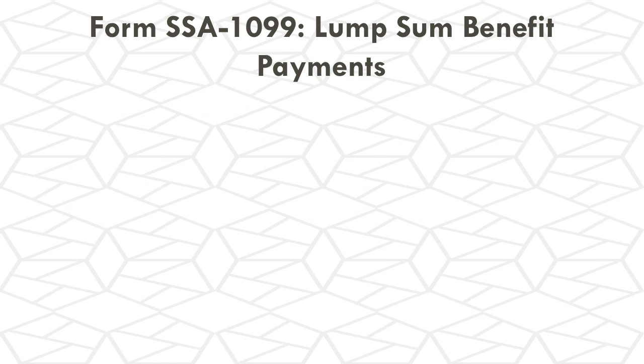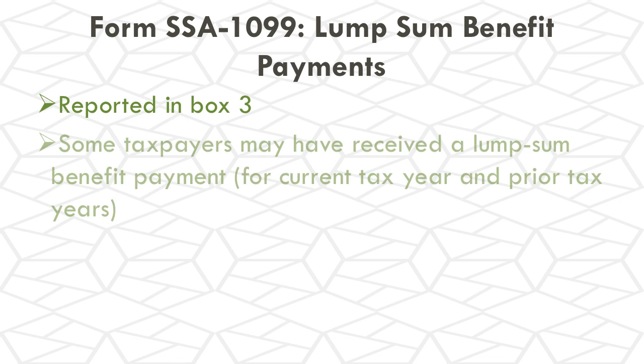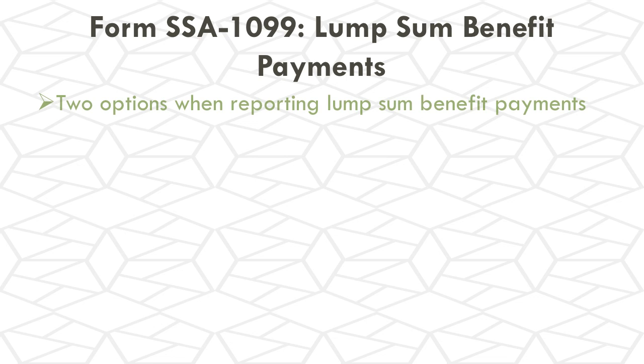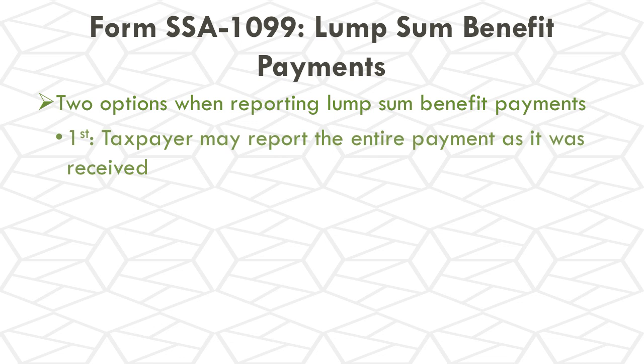Also reported in box 3 can be lump sum benefit payments. Very rarely a taxpayer's Social Security benefit statement may report that the taxpayer was paid a lump sum amount for the current tax year as well as for a prior tax year or tax years. This is important to note because the taxpayer has a couple of different options in reporting these amounts, which will affect how this information is entered on the tax return.